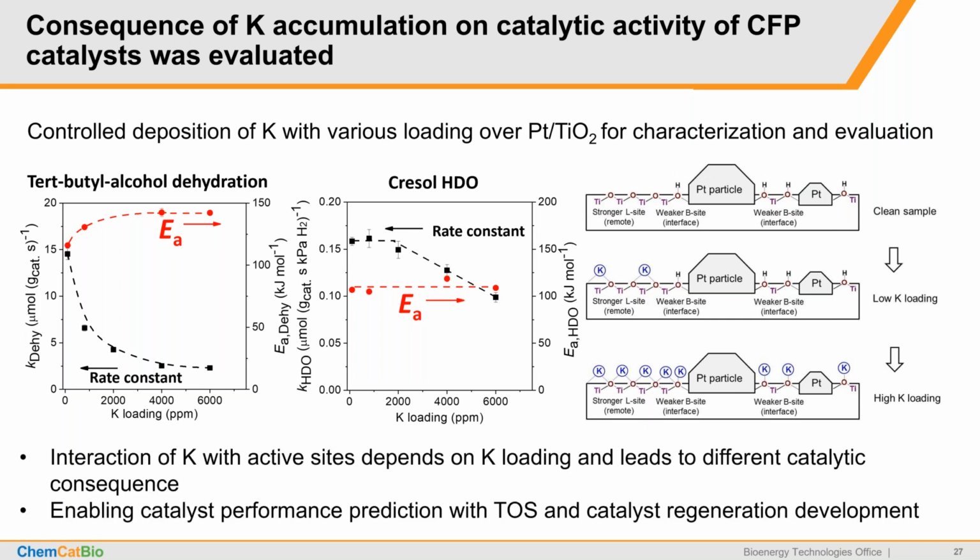So basically, we know that the interaction of potassium with the active site really depends on the potassium loading and leads to different catalytic consequences. This information will enable us to predict the catalytic performance at different times on stream, and therefore at different potassium depositions. It also helps us understand what the catalytic degradation or catalyst regeneration will look like, and how much potassium we should remove from this system to recover the activity.